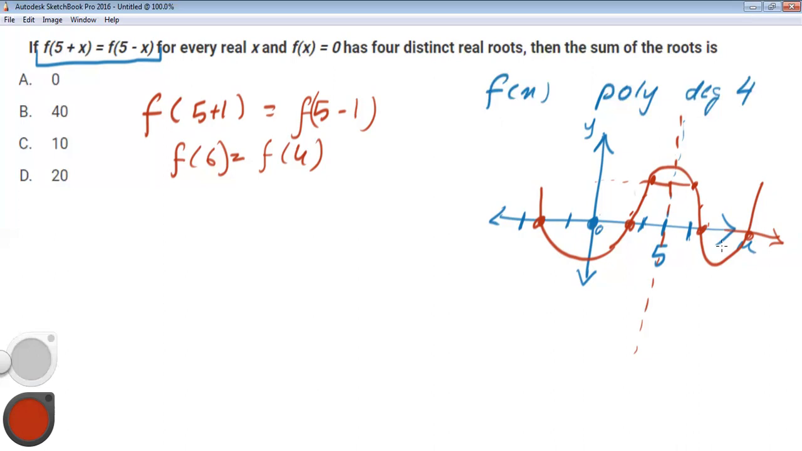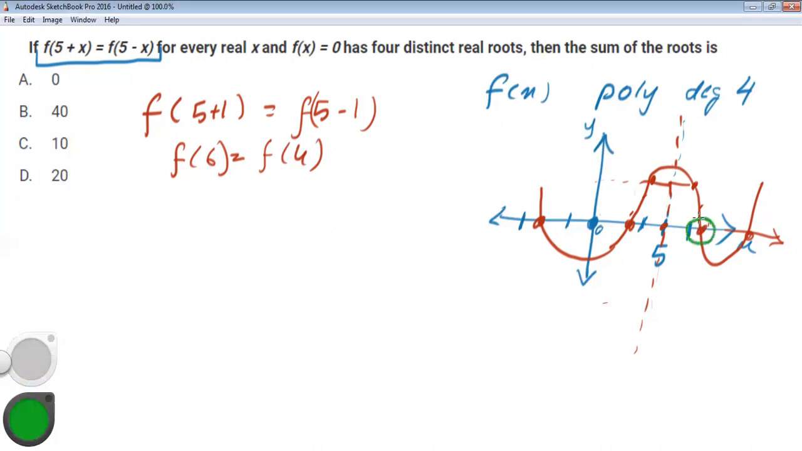Fine. So now what you need to understand is, since x equals 5 is the line of symmetry, around it the function is symmetric. Okay, so what happens from this point onwards? Let's say this point, okay, let me just quickly change the color of the pen.